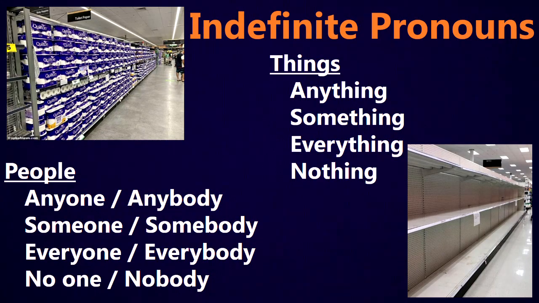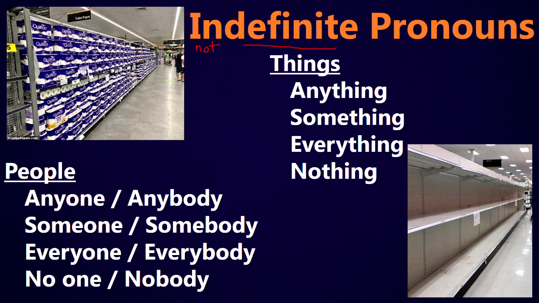The next group are called indefinite pronouns. So the word definite means something that's sure, exact, specific. So if I say indefinite, in here means not. So indefinite means not exact, not specific. So we use these pronouns when we're not talking about anybody specific or anything specific.